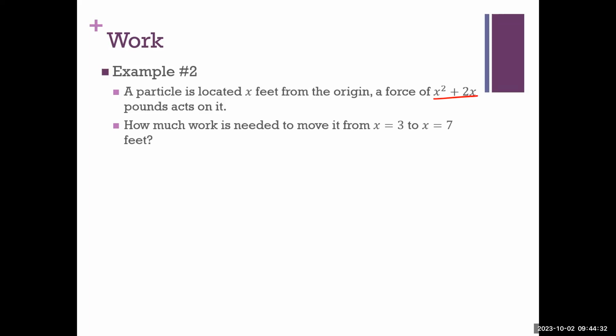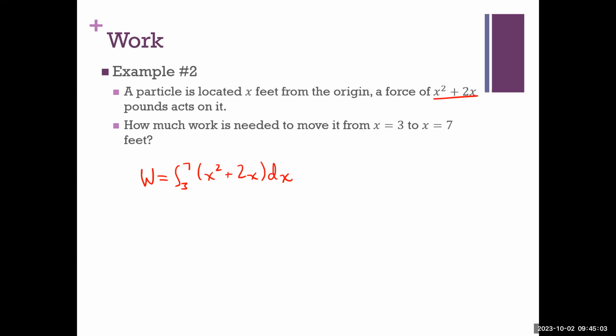So should I walk you through this one, or do you want to throw me some ideas? Would it be the integral from 3 to 7 of the equation of the force, x squared plus 2x? Okay, let's talk about that.